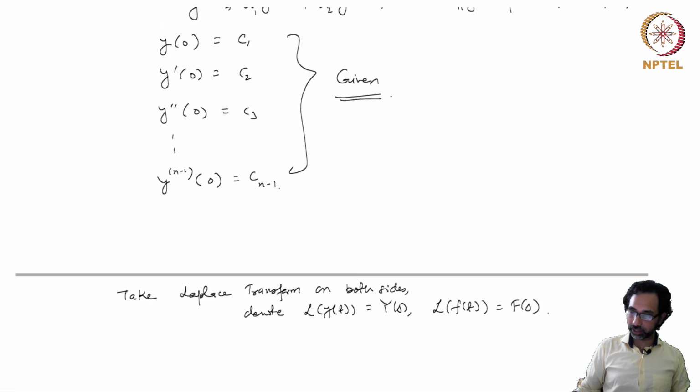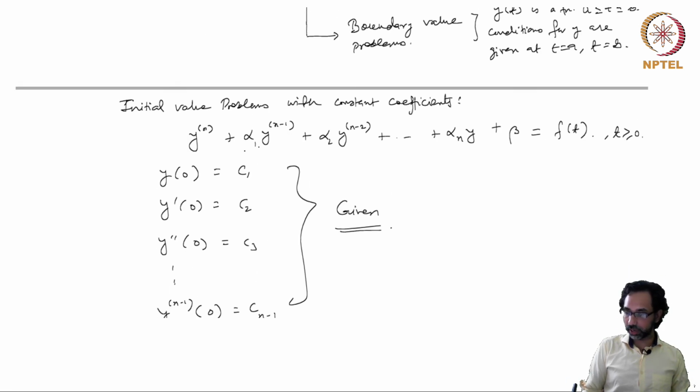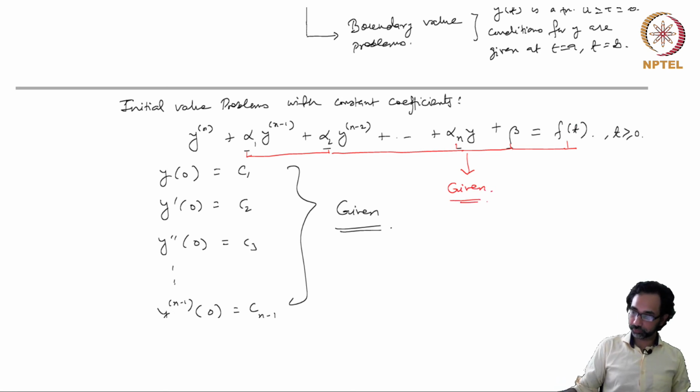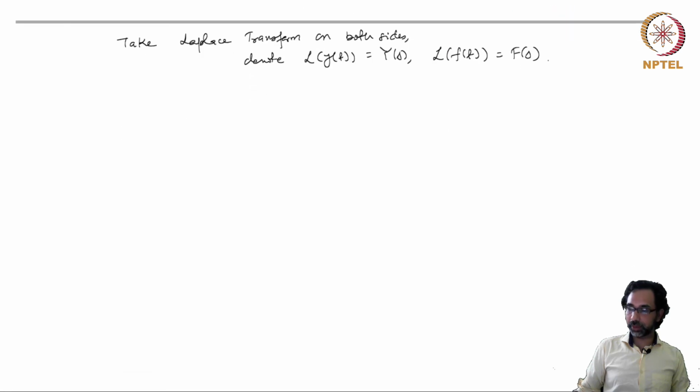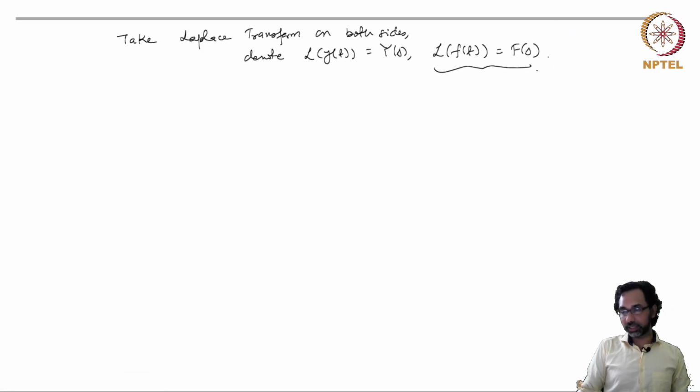So of course f(t) is a given function here, and all these alpha 1, alpha 2, alpha n and beta are also given, and all these coefficients as well as this function f(t) are also given. So when you take the Laplace transform, our function F(s) is known. So this is known, and you have to find Y(s). So the idea is to apply the Laplace transform on both sides.